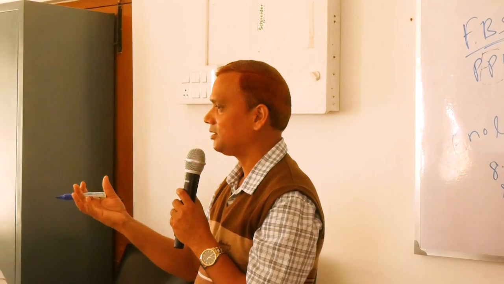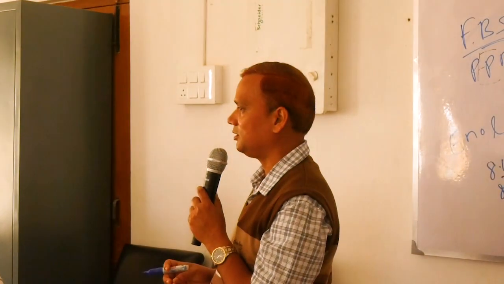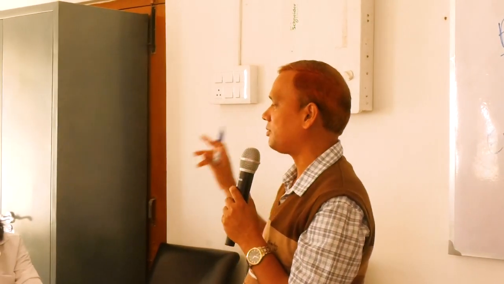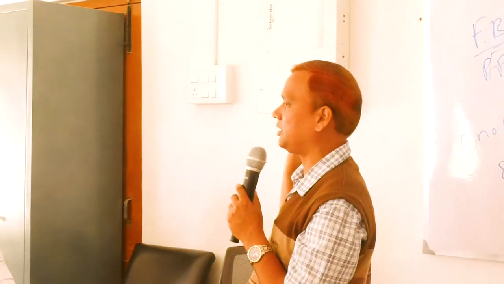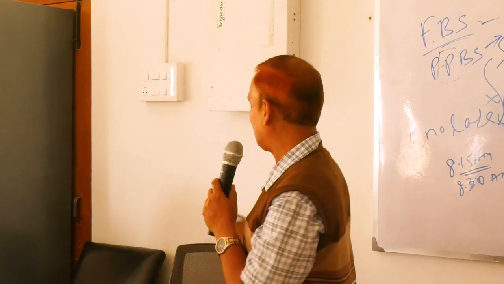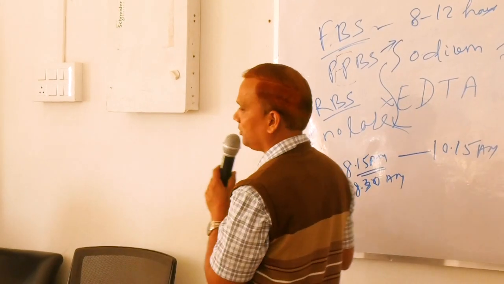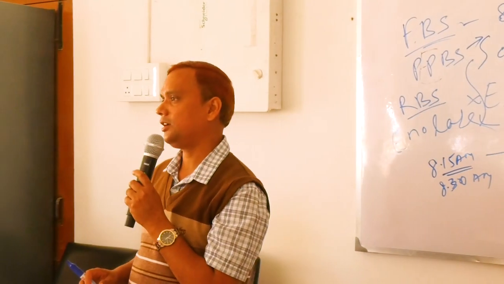Thirty percent of carbohydrate will be easily digested through the mouth. So when salivation starts, from there it will come, and that will be taken immediately when you take carbohydrate. RBS, what is RBS? Random blood sugar. When you take it at any time.